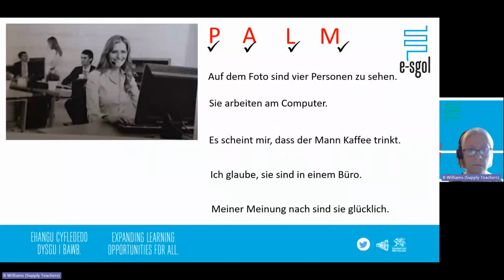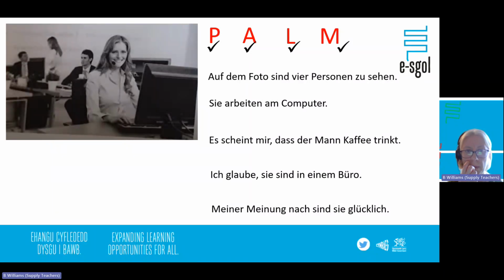For example, we could say, auf dem Foto sind 4 Personen zu sehen. Yeah, so in the photograph, there are 4 people. So you can see 4 people. Very, very simple, but we have now ticked the P.